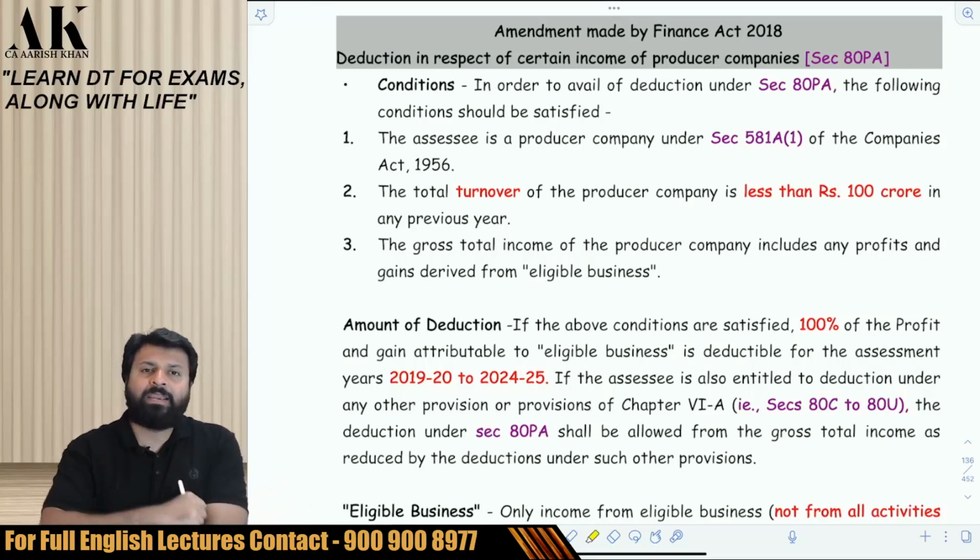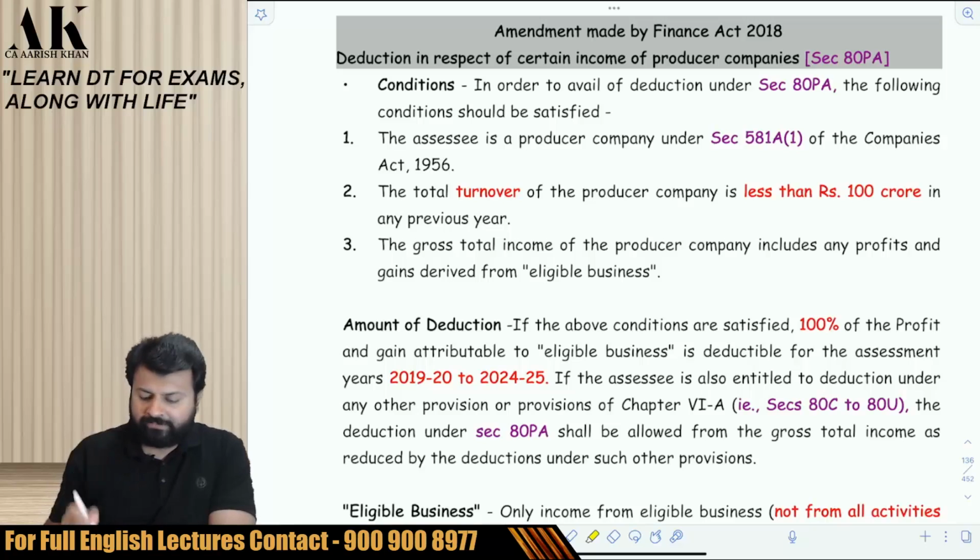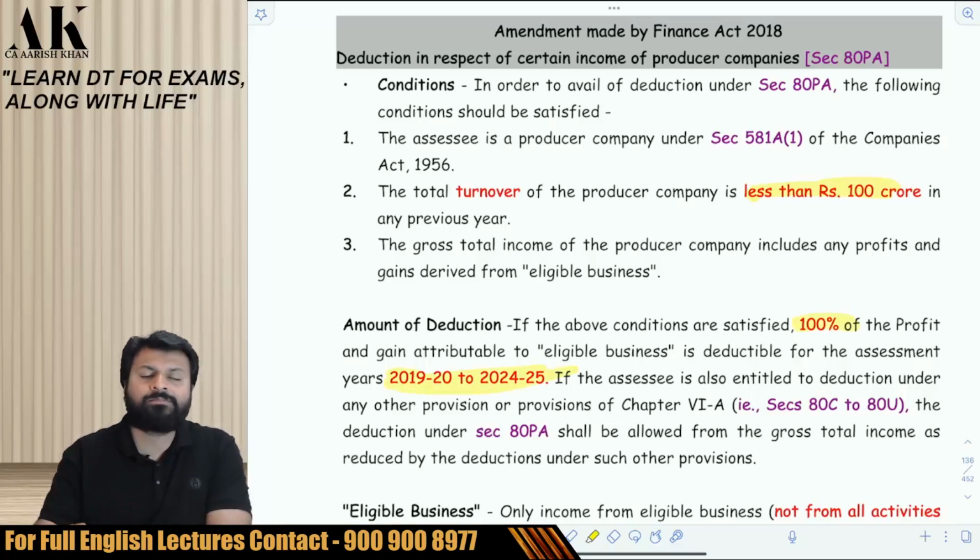Last, section 80PA. This is available to producer companies. If you are a producer company and your turnover is less than 100 crore, then this deduction is available to you. 100% deduction will be available for these 5 years, that is 2019-20 to 2024-25. Apart from this deduction, you can also enjoy 80C to 80U, other Chapter VI-A deductions. So if you are a producer company and your turnover is less than 100 crore, then you can enjoy deduction under this section.